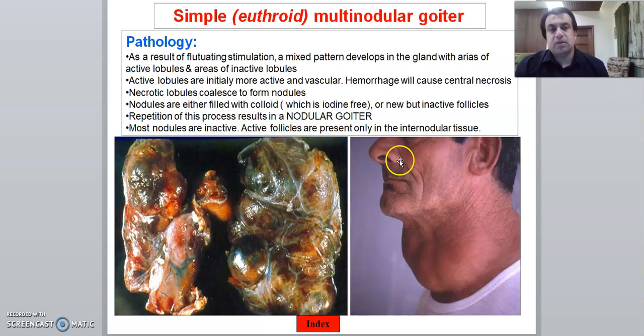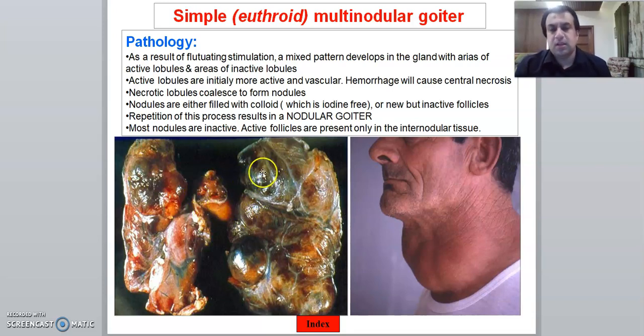Active follicles are present in the internodular tissue, in between the nodules, like you can see here. These nodules are basically an inactive form of thyroid tissue, which are not producing any thyroid hormone. As I have already mentioned, toxicity of the thyroid gland doesn't depend on size. Even a large thyroid gland may not be toxic, and even a normal thyroid gland can be very toxic with a very small nodule in it. So it's about the activity of the gland.